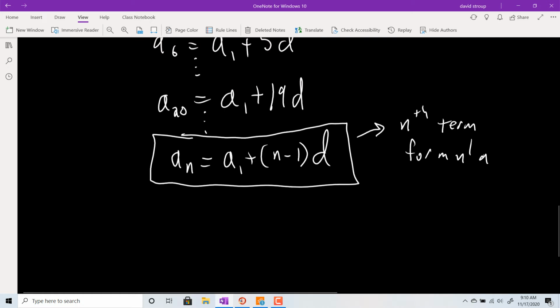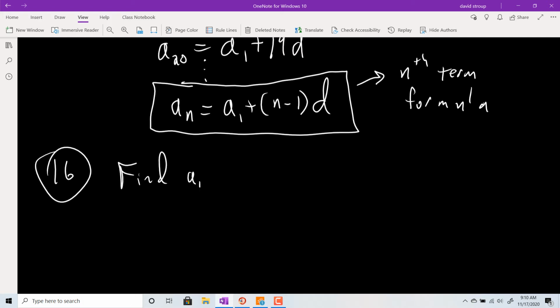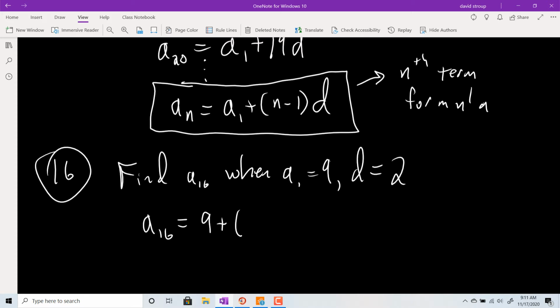So we won't have to go through this recursive process every time we want to figure out a particular value in the sequence, right? Okay, so let's take a look. Number 16, find a sub 16 when a sub 1 equals 9 and the common difference is 2. So we could just use this formula. A sub 16 will be a sub 1, which is 9, plus n minus 1.